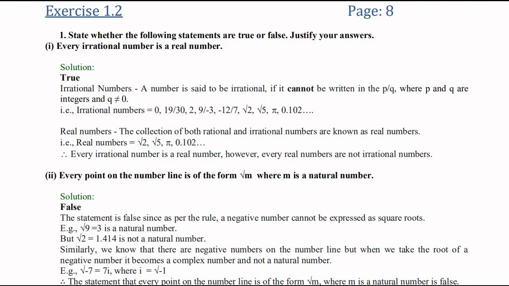I hope you have understood all the topics in irrational numbers and how to draw a number line representing an irrational number. So without delay, let's solve exercise 1.2 which is on page 8.